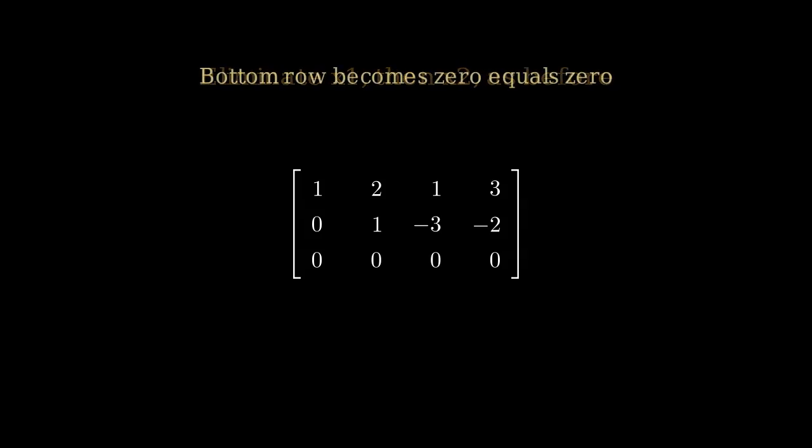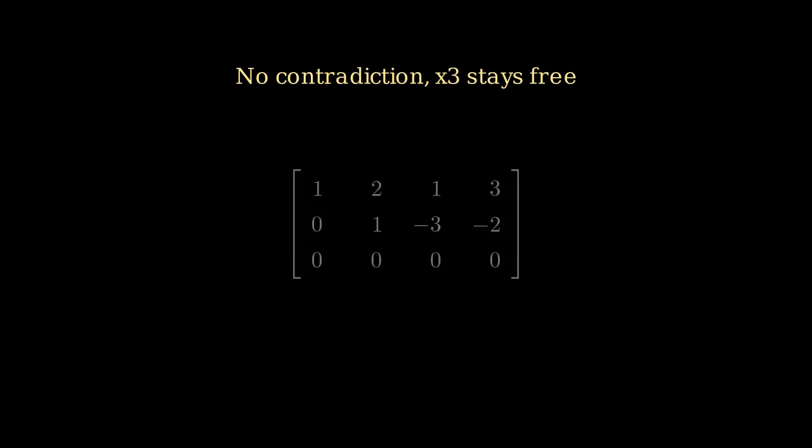This time, the bottom row reduces all the way down to 0 equals 0, which tells us there is no contradiction, but also no equation left to pin down x sub 3. So x sub 3 is a free variable. We set x sub 3 equal to t for any real number t, and back substitute into the earlier rows to solve for x sub 1 and x sub 2 in terms of t.